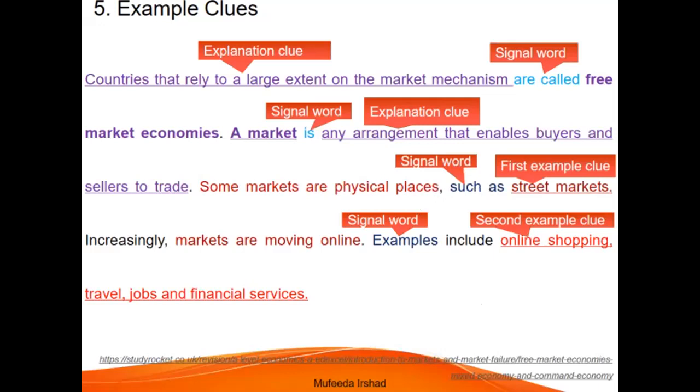In order to explain what he meant by markets are moving online, he has given us several examples. And he uses the word examples to signal the clue. In addition to example clues, the writer has used two explanation clues in the text to clarify his points. I hope you noticed that as well.